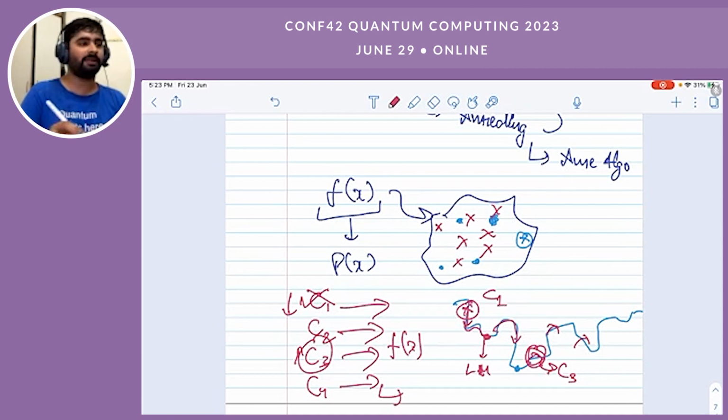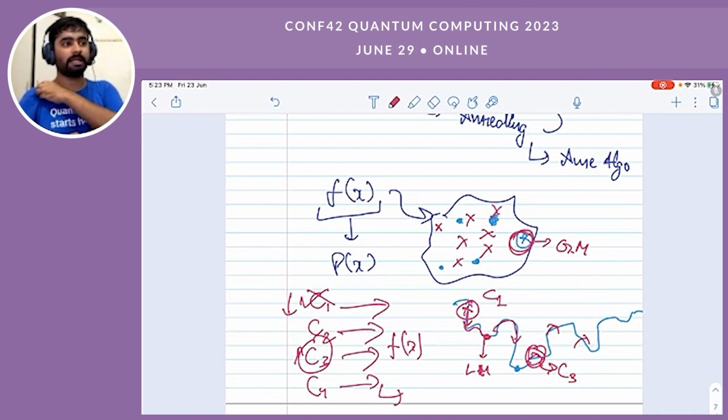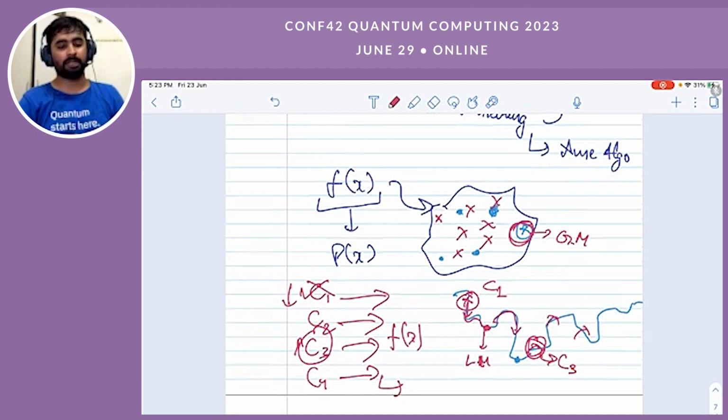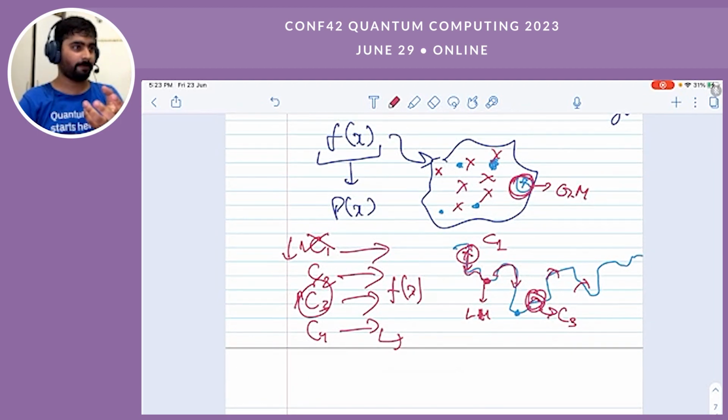So basically, we keep on repeating this process until we finally reach this point x, or our global minimum. This is how your evolutionary algorithm works. So where does quantum come into play? As I said, the biggest bottleneck here is the computational resources for genetic algorithms or for evolutionary algorithms.